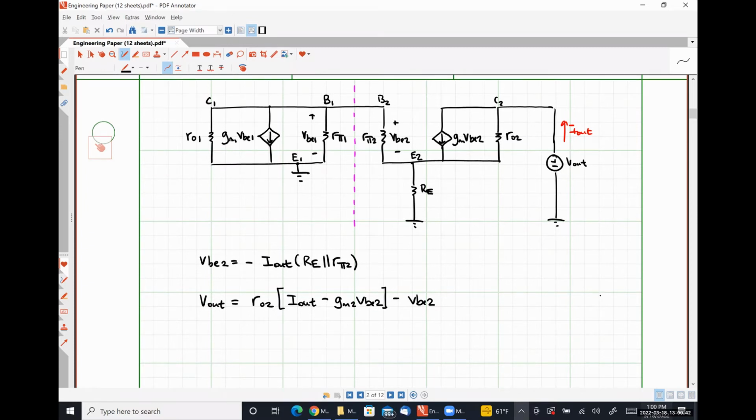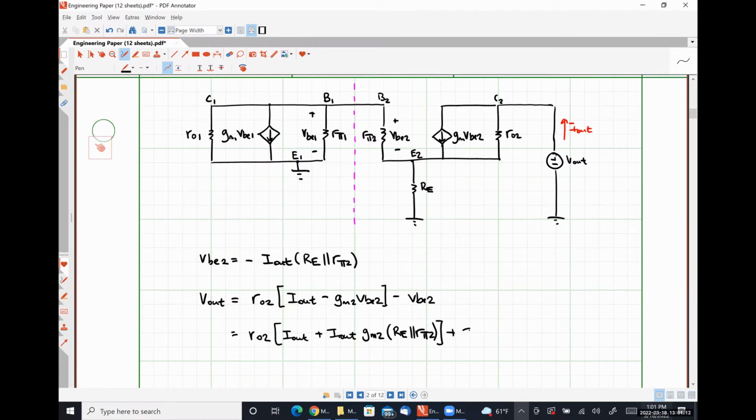If we substitute in our relationship for VBE2, this becomes R naught 2 times I out plus I out times GM2 RE in parallel with R pi 2, plus I out times RE in parallel with R pi 2.